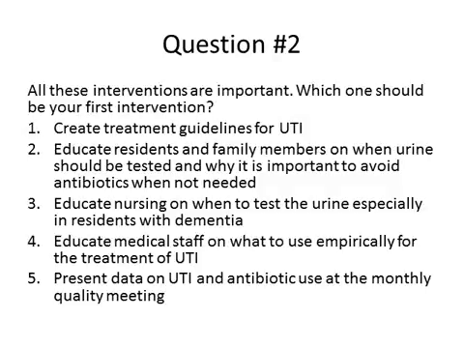I got that idea from Brandy. So 1, 2, 3, 4, 5. Which one do you think was the most important thing to start with? 4, which is educate medical staff. It's important. 5 is to present UTI data and antibiotic use at the monthly quality meeting.